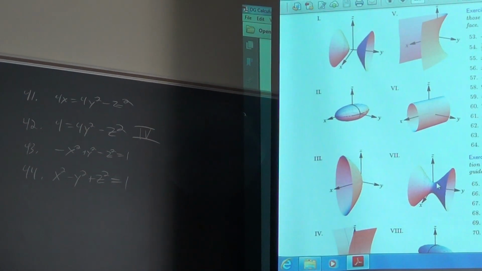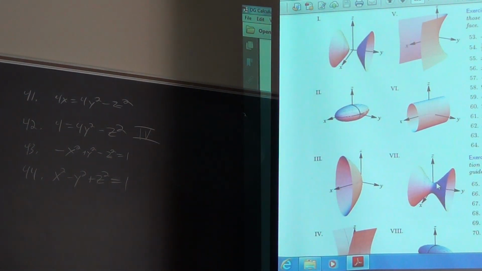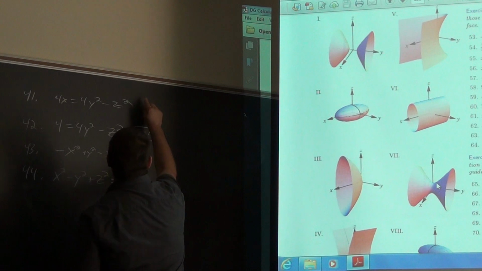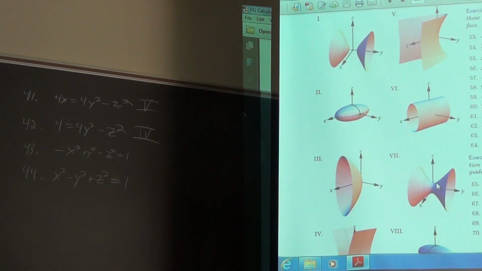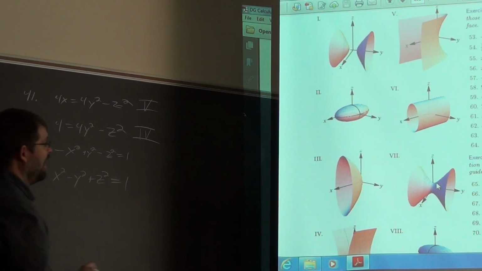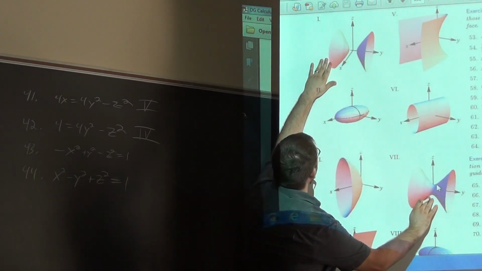And then how about 41? Which one does that correspond to? 5. It's, again, that saddle shape, right? It opens as a positive parabola in the one direction and a negative one in the other, so up and down. And so this one is 5. Okay, and then that leaves us with 43 and 44 and 1 and 7, right?